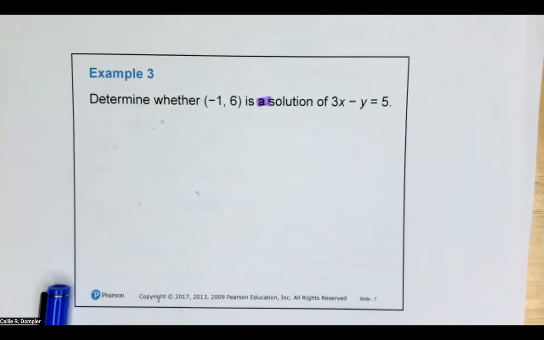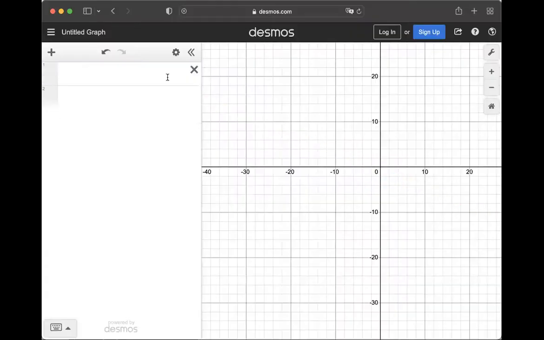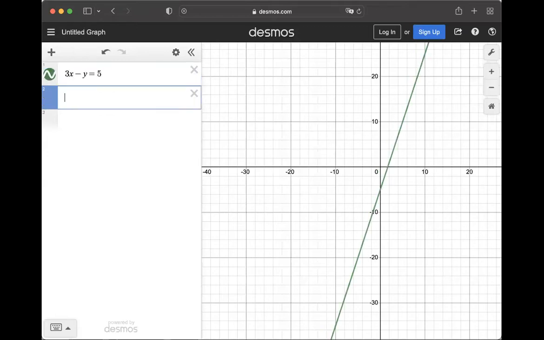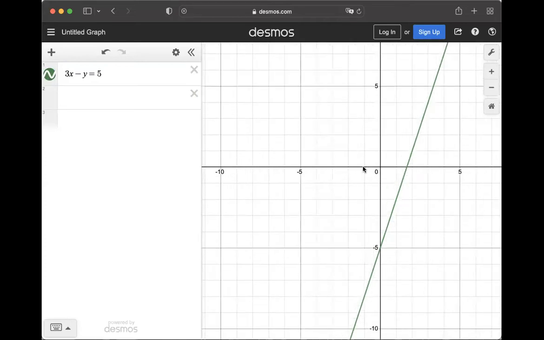If you want to go straight to graphing because it's kind of easier, you just put in 3x minus y equals 5. And then you have the point -1, 6. So if we had to go to -1, +6, do you think that that's going to be a solution? It is not.